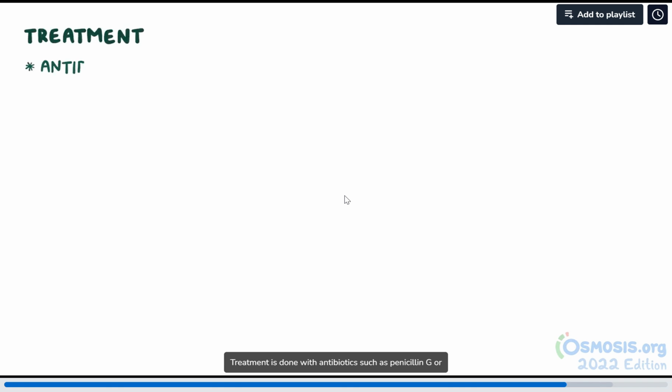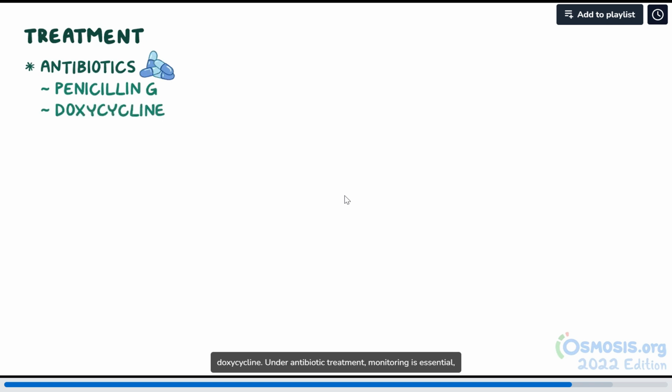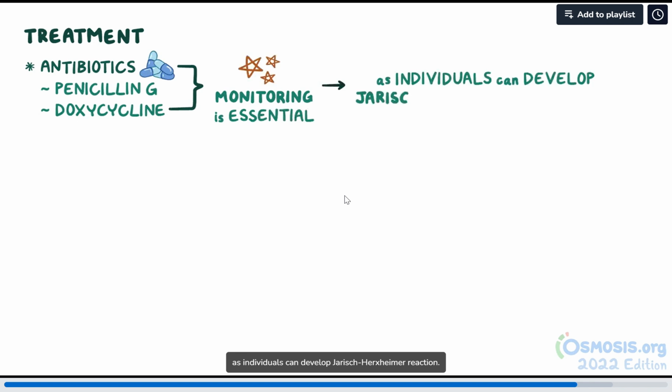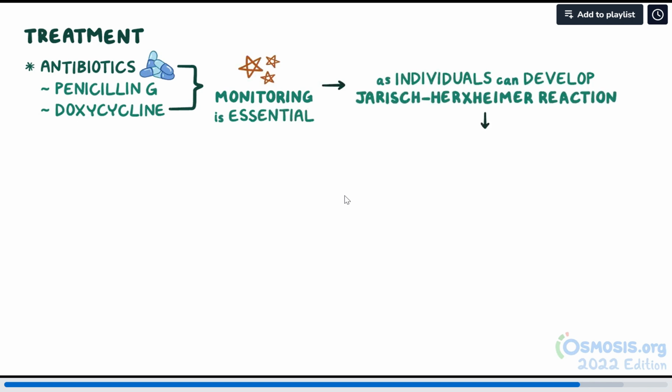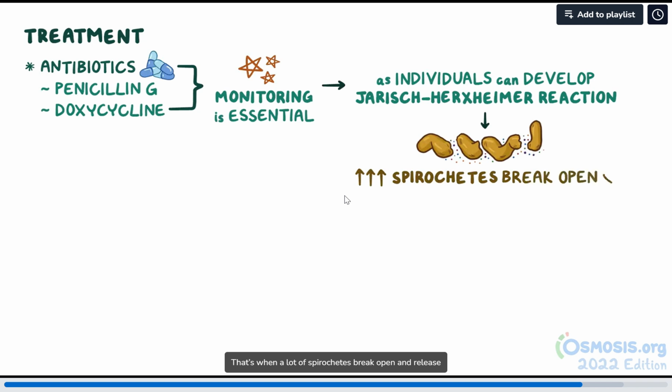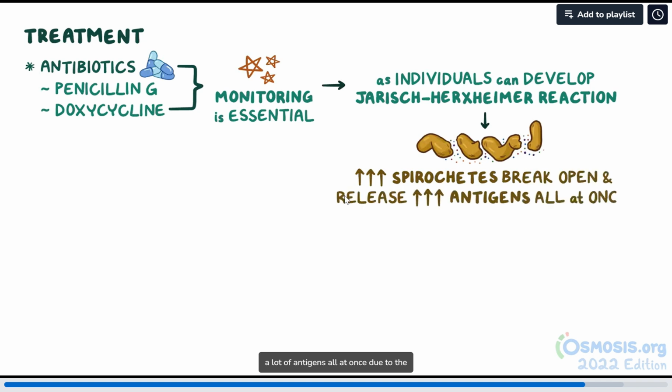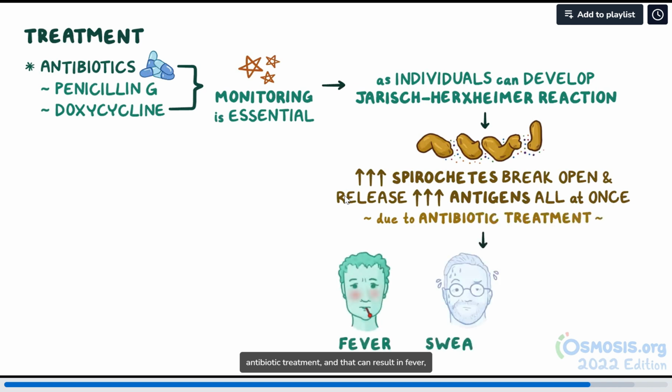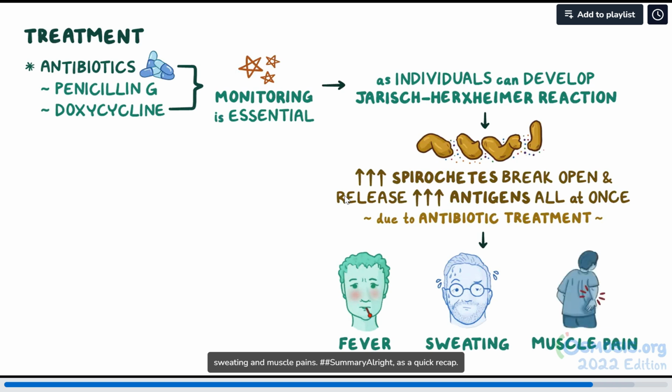Treatment is done with antibiotics, such as penicillin G or doxycycline. Under antibiotic treatment, monitoring is essential, as individuals can develop Jarisch-Herxheimer reaction. That's when a lot of spirochetes break open and release a lot of antigens all at once due to the antibiotic treatment, and that can result in fever, sweating, and muscle pains.